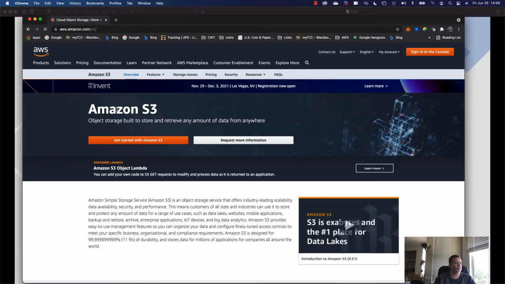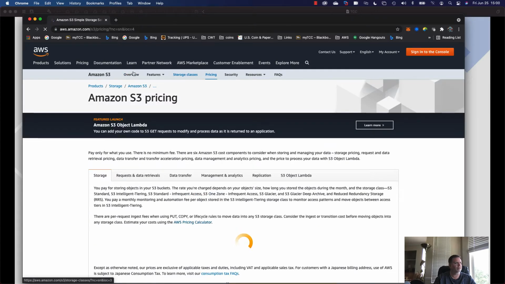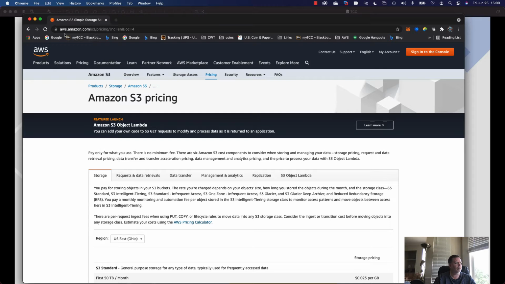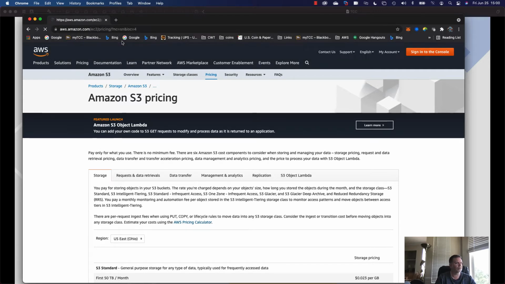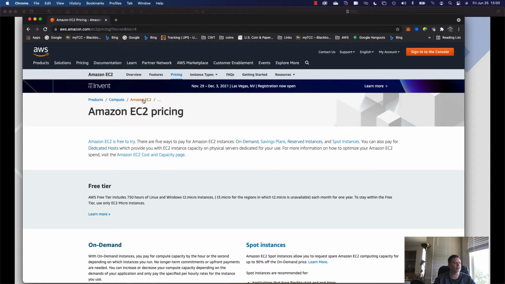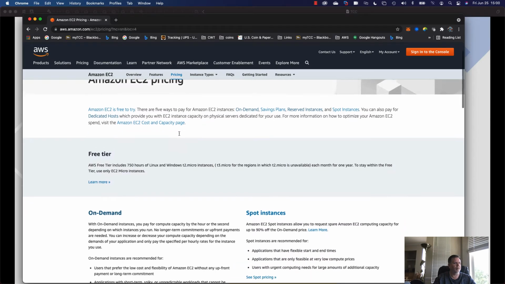And so you'll come up, it has all kinds of overview, feature information, storage classes, and pricing. So we could have just got there by going to aws.amazon.com/S3/pricing. And you should be able to do that with any of the services. So instead let's look at the compute service, EC2. Alright, so that's their servers, and we go to EC2 pricing, and it brings up the pricing information for EC2.